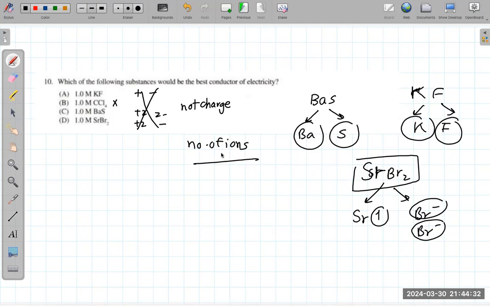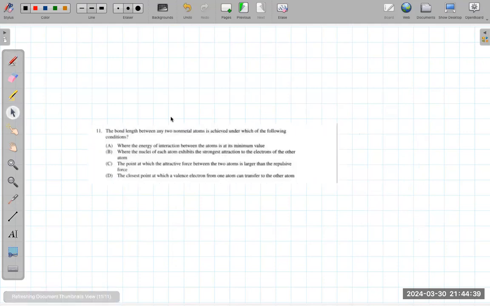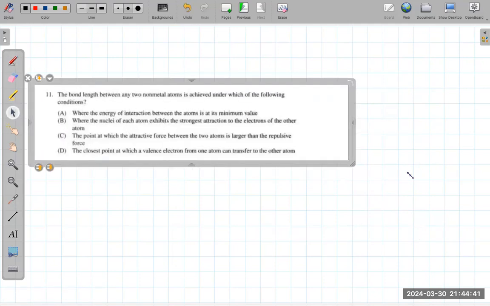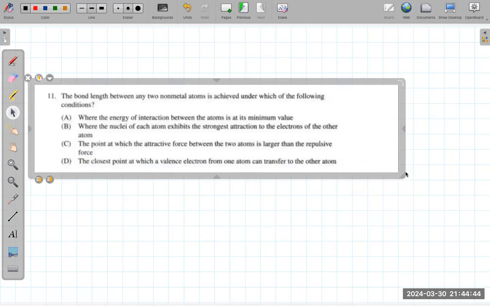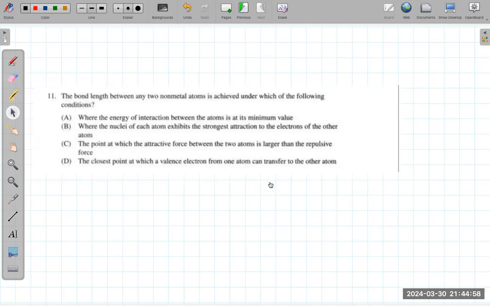Okay. Next question: the bond length between two non-metal atoms is achieved under which of the following? Where the energy of interaction between the atoms is at its minimum value; where the nuclei exhibit the strongest attraction; the point at which the attractive forces are larger than the repulsive forces; or the closest point at which a valence electron from one atom can transfer to another. Okay, what's your best option?